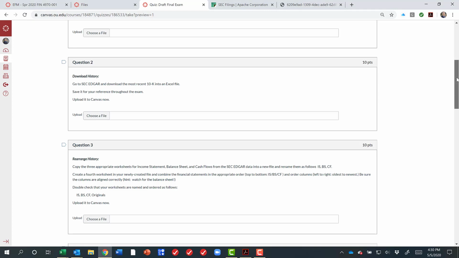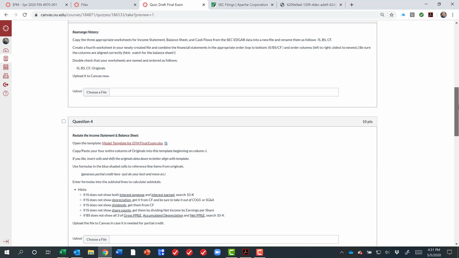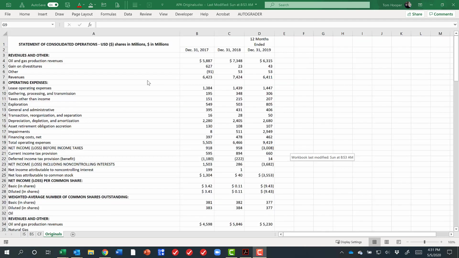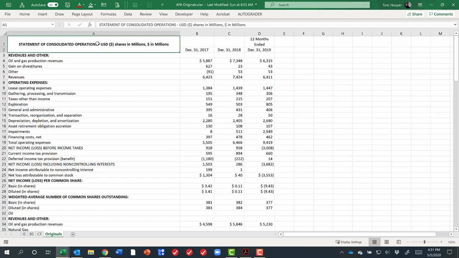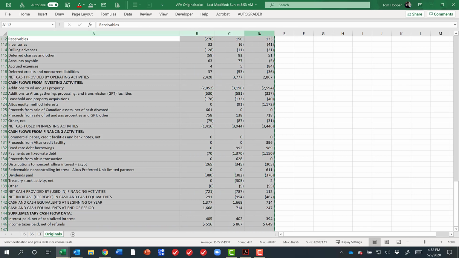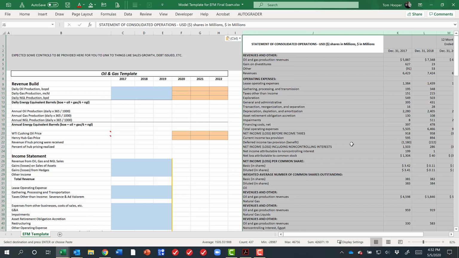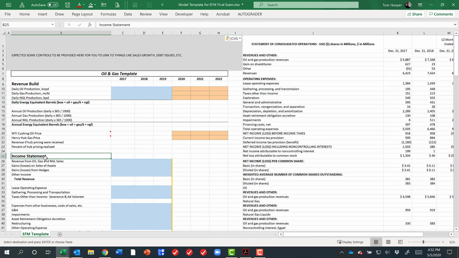Energy Financial Modelers, let's move on to question 4. This is where we are ready to restate the income statement and balance sheet. First I will open the model template, and then I will pull up the originals and copy and paste into column J. Select the entire columns, copy, paste.